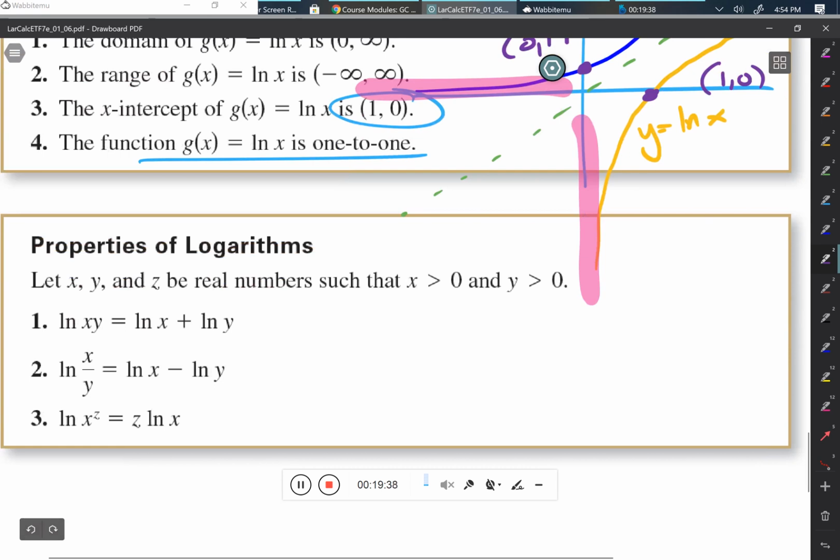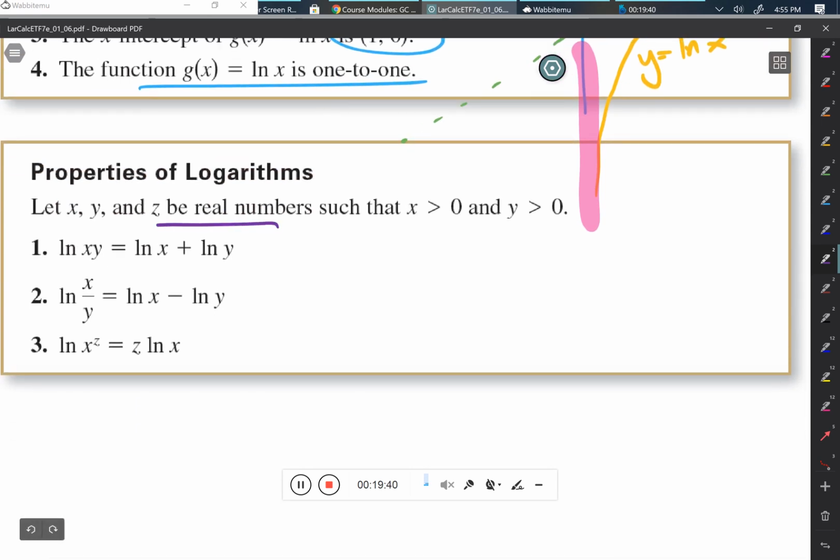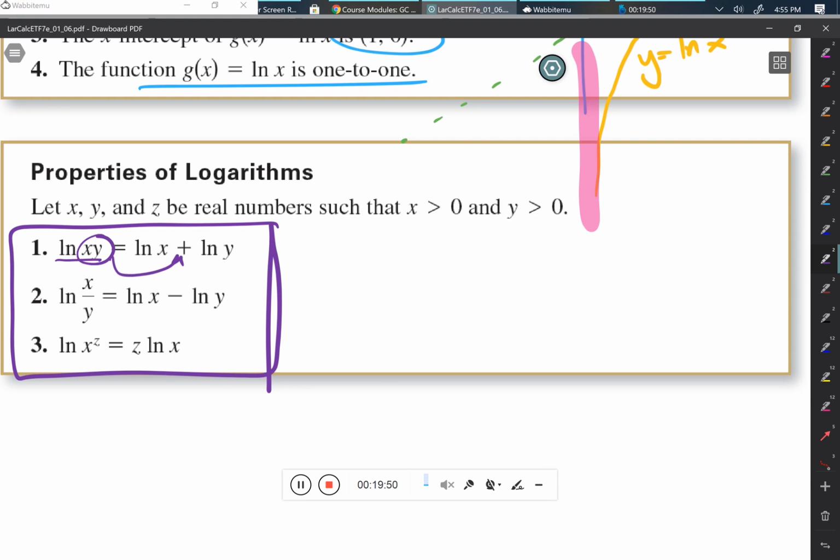Okay? There are properties of logarithms. There are 3 big properties of logarithms that you should know. That is that you can take a logarithm and rip the argument apart and turn it into the sum of 2 logarithms. You can take a logarithm of a division and rip it apart and write it as subtraction, and exponents can be pulled out in front.